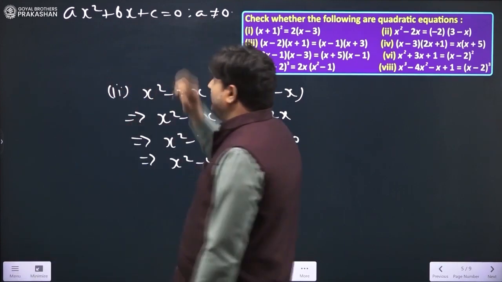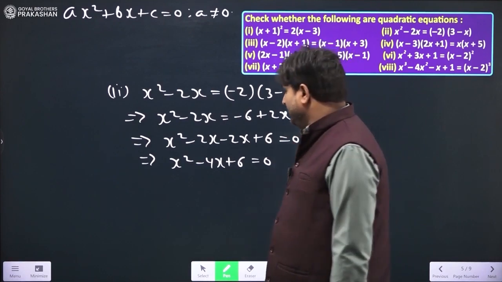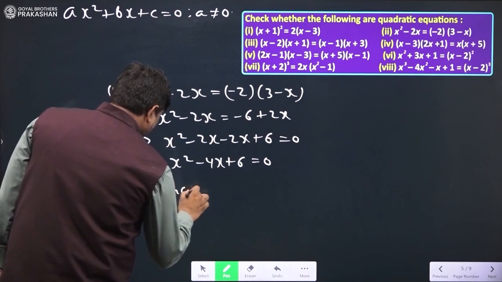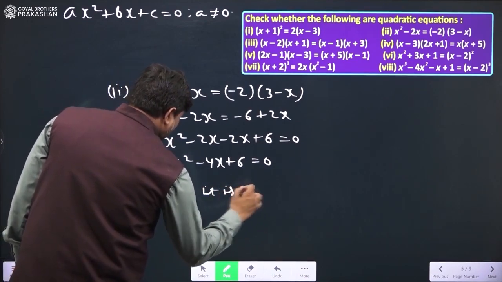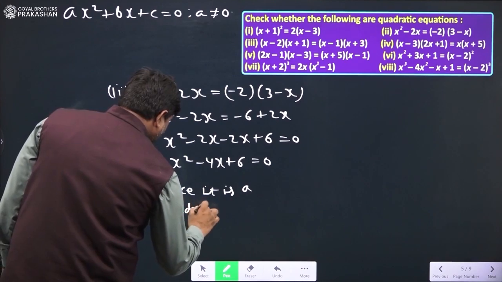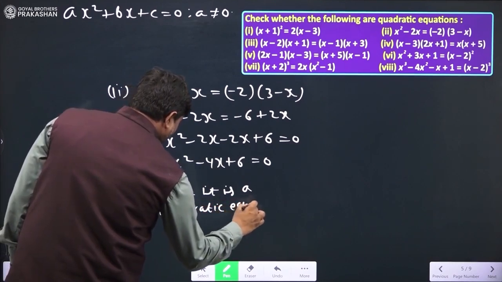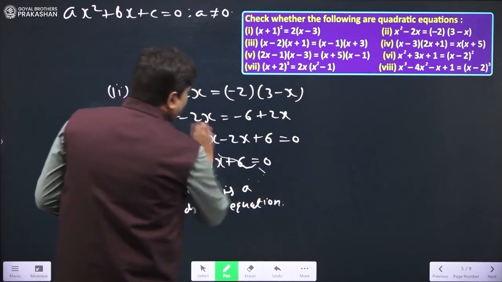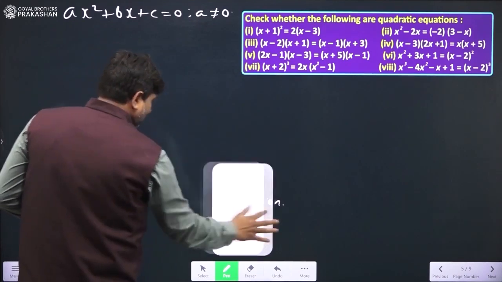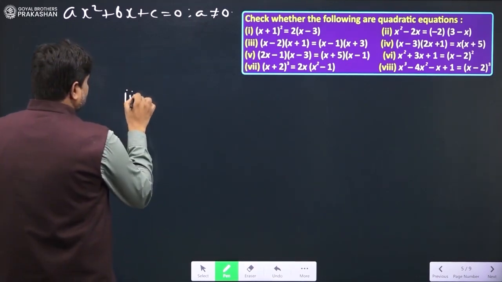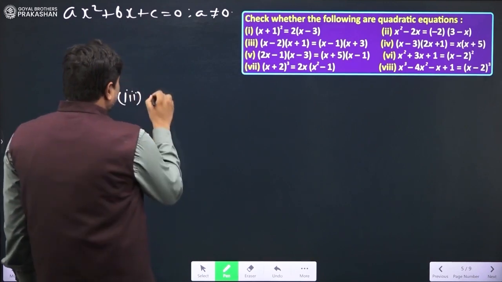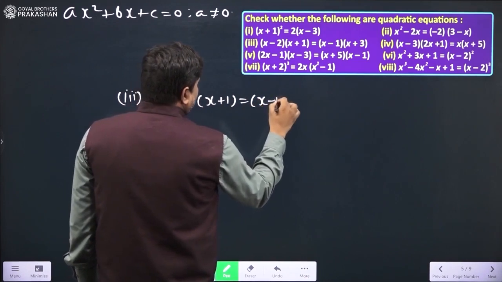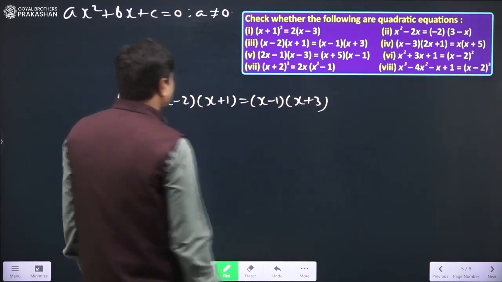This equation is also in the form of ax square plus bx plus c equal to 0. There is a term of x square. Hence it is a quadratic equation. So second part is also a quadratic equation. Now moving to third part. Third part is x minus 2 into x plus 1 is equal to x minus 1 into x plus 3.